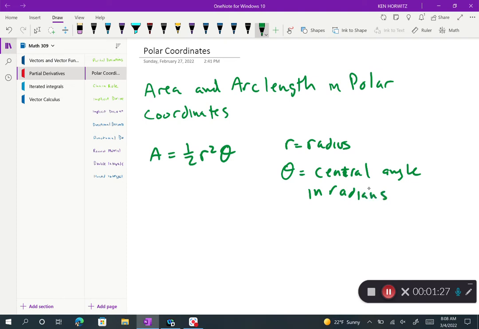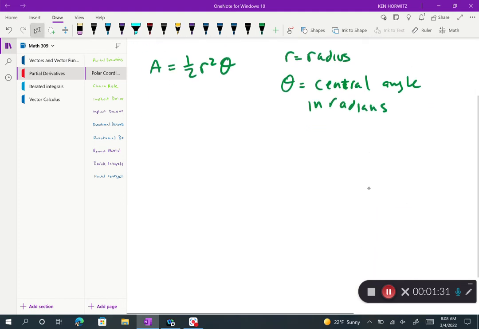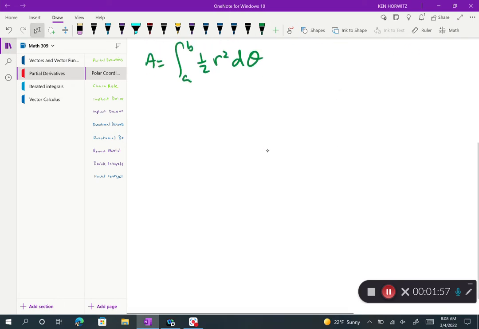All right. Now, to convert to polar and get area, area equals the integral from a to b of 1/2, and again, it's r squared, not theta, but d theta. And again, r is your polar equation. So let's just jump in and knock out a couple of examples.